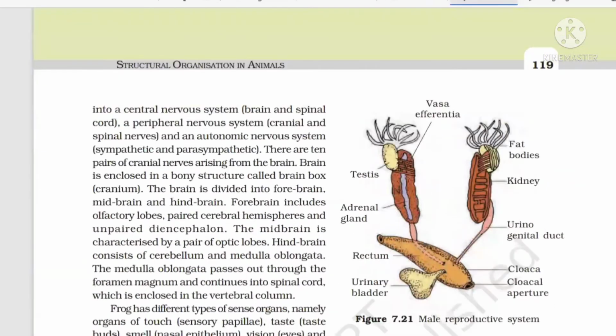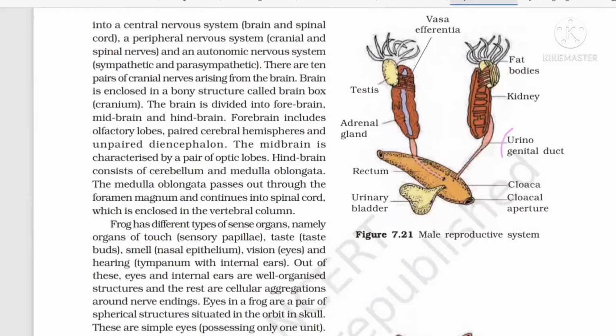Now see the diagram. See here. We call this ureter a urinogenital duct. This is the ureter, which is opening into the cloaca. And see, this is the urinary bladder present on this side. This is also opening into the cloaca. Clear? The rectum is opening into the cloaca.